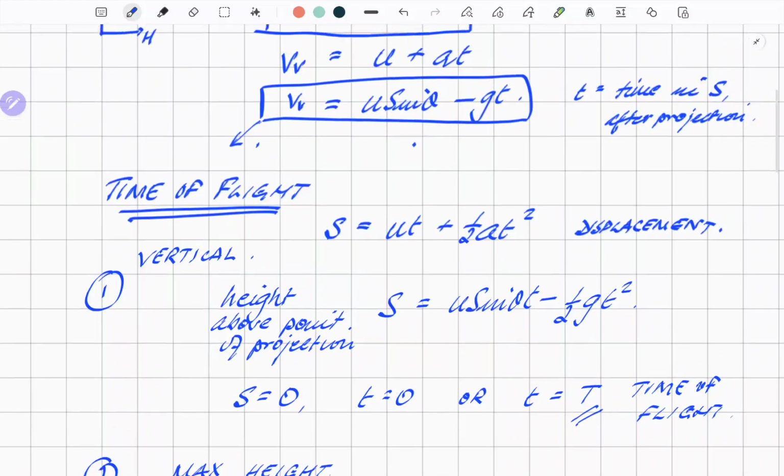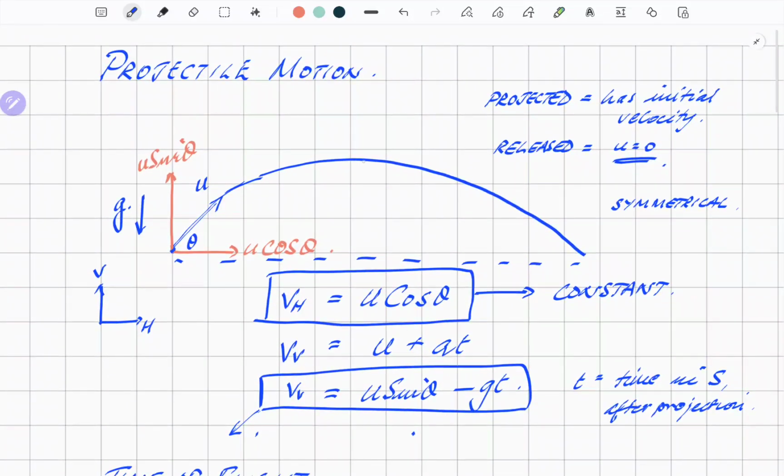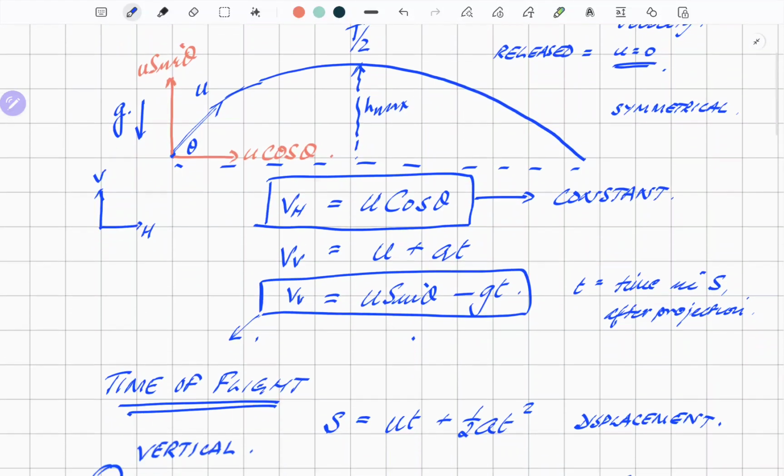So if I go back to my diagram, somewhere there, if that's my maximum height, that will also be half of the time of flight. That thing there. Does that all make sense so far? Yeah. Okay.